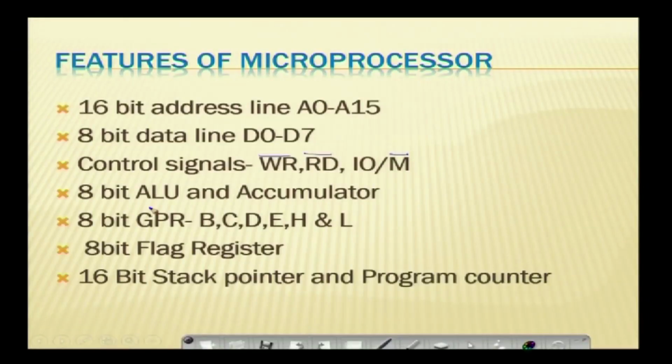ALU is the arithmetic and logical unit, where addition, subtraction, multiplication and division, the arithmetic operations, can be performed via the accumulator in the processor. The logical operations are AND, OR, exclusive OR and NOT. These 4 operations can be performed in the microprocessor.